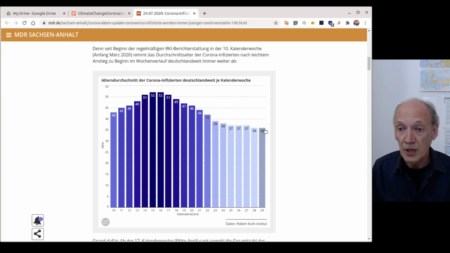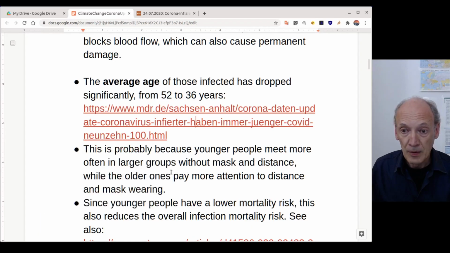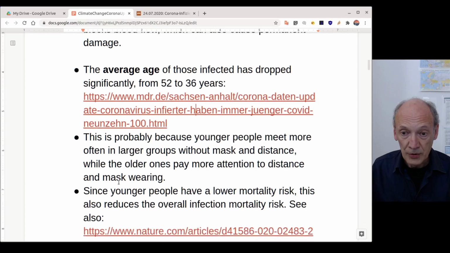So here the average age is now much lower, and that's probably because younger people tend to meet more people in parties and don't wear masks and travel more often and bring the virus home. But it's only a matter of time until this goes up again, because the average age of Germany is about 42. And if everybody is equally affected, then we should reach this average age of 42. Right. Yeah, so this is what I just mentioned.